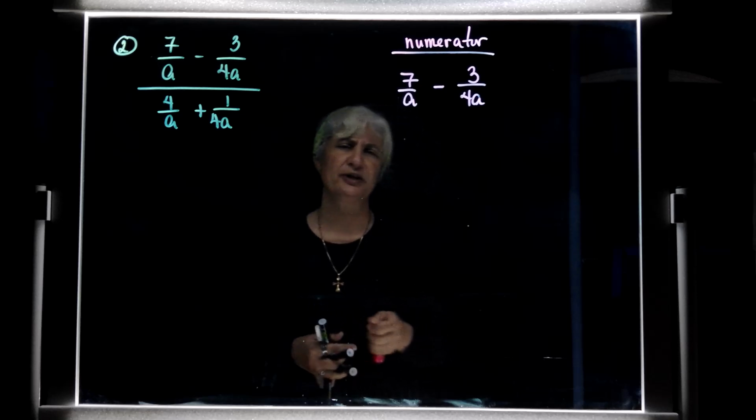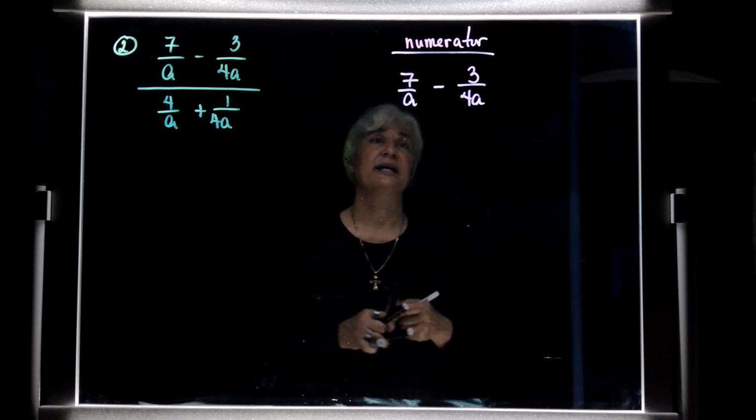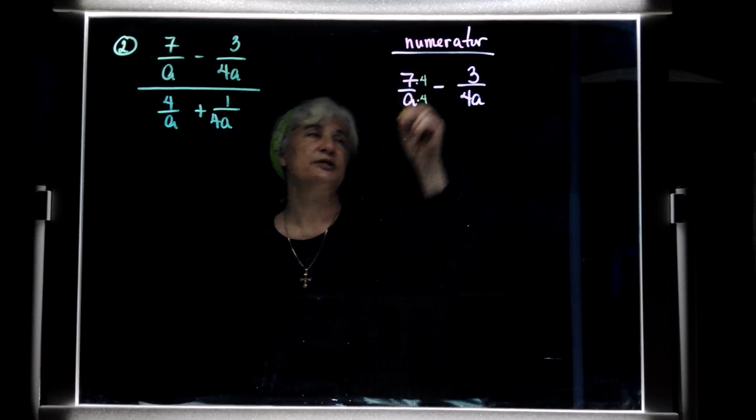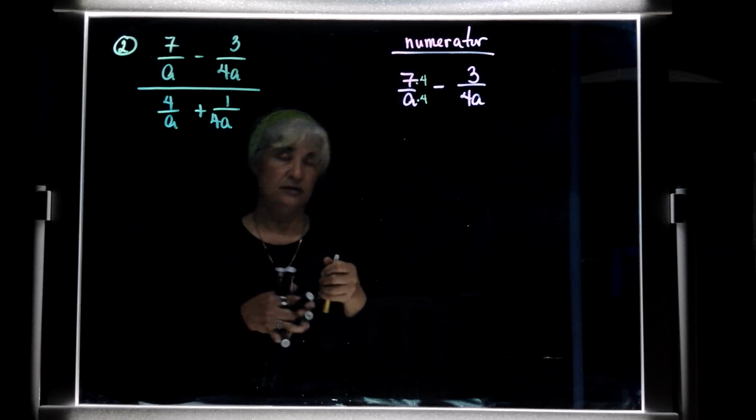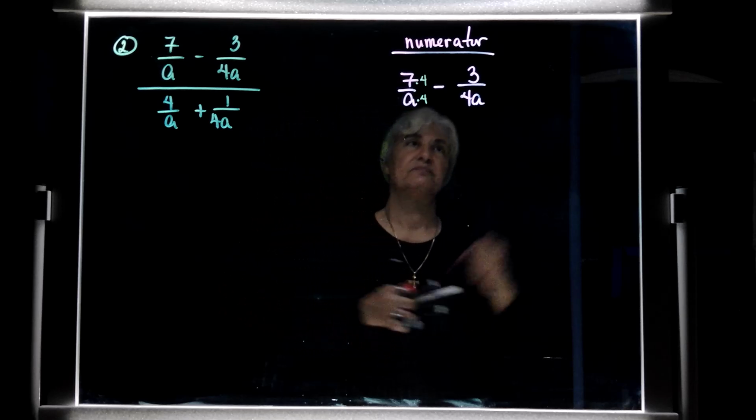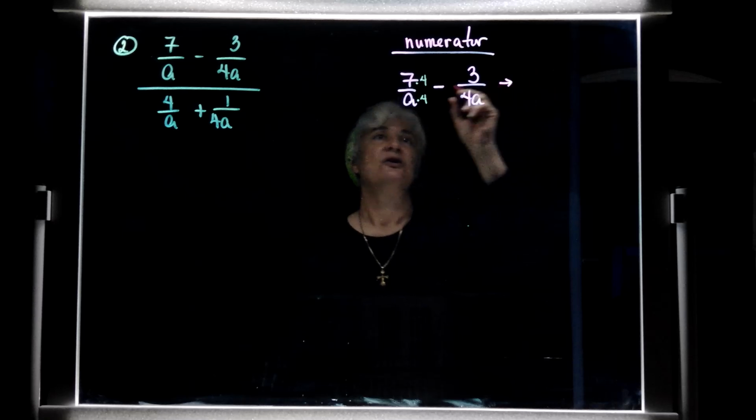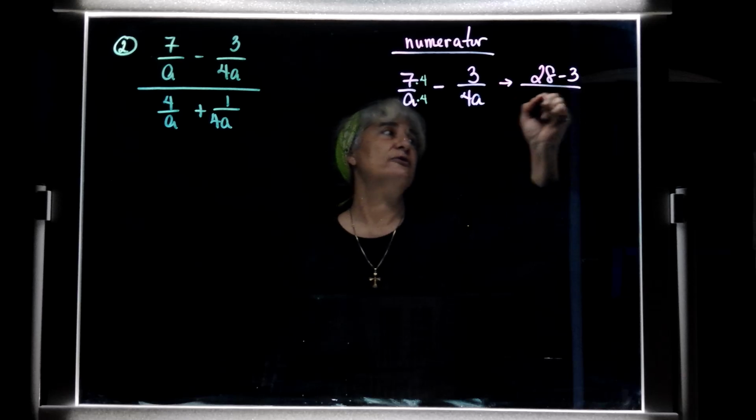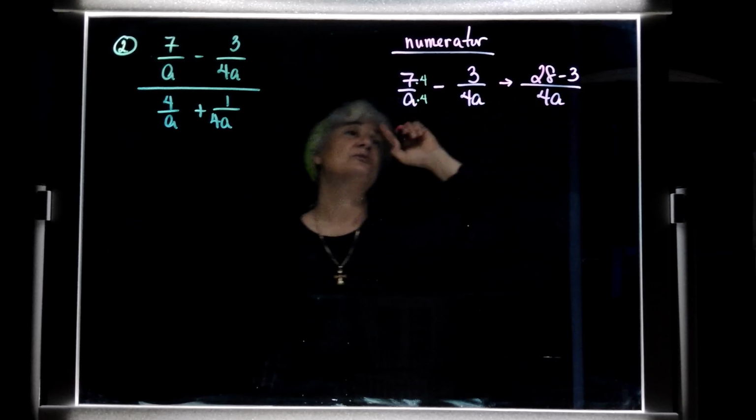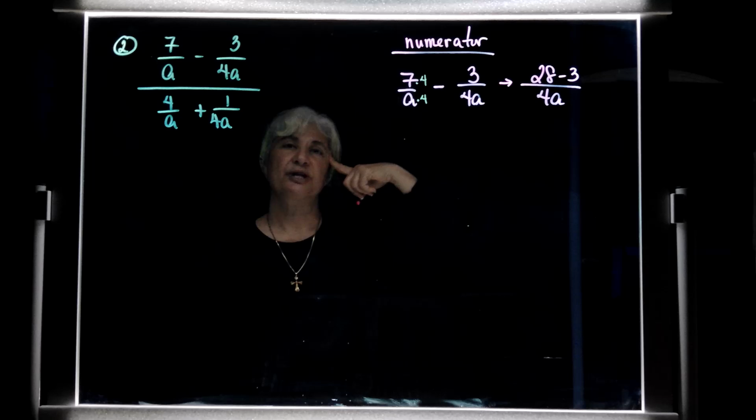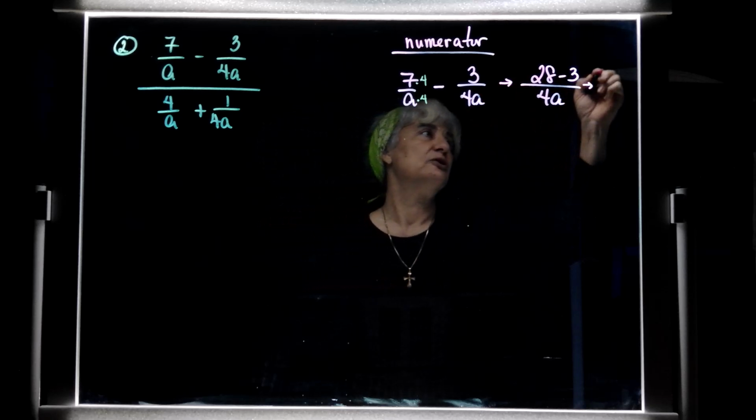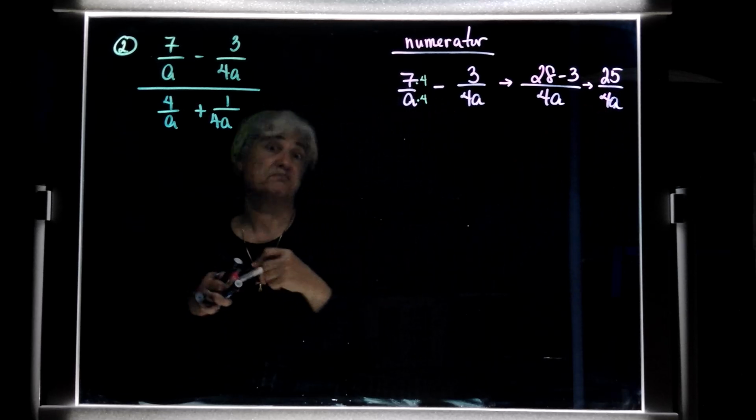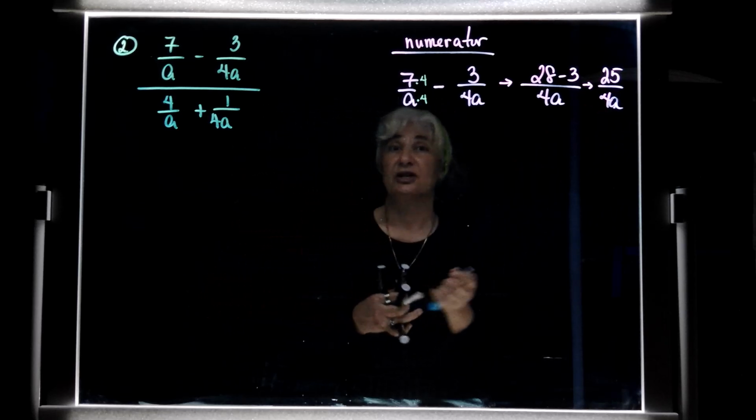What is my common denominator in this case? 4a. So fraction number 1 has to get multiplied by a 4 on the top and bottom. Got it. And then we end up with 28 minus 3 over 4a. Oh, well, I can do 28 minus 3, can't I? So 25 over 4a. Perfect. Lovely. Didn't expect that one, but hey, works for me.